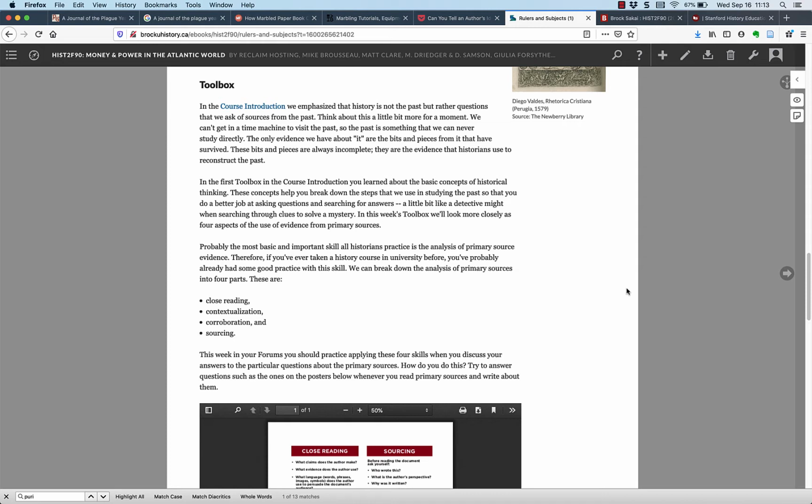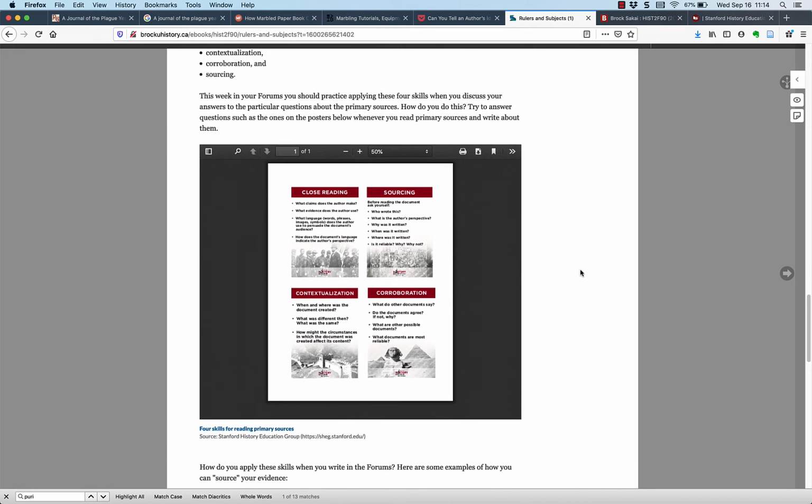This week in your forums, you should practice applying these 4 skills when you discuss your answers to the particular questions about the primary sources. How do you do this? Try to answer questions such as the ones on the posters below whenever you read primary sources and write about them. So let's take a look at these posters.